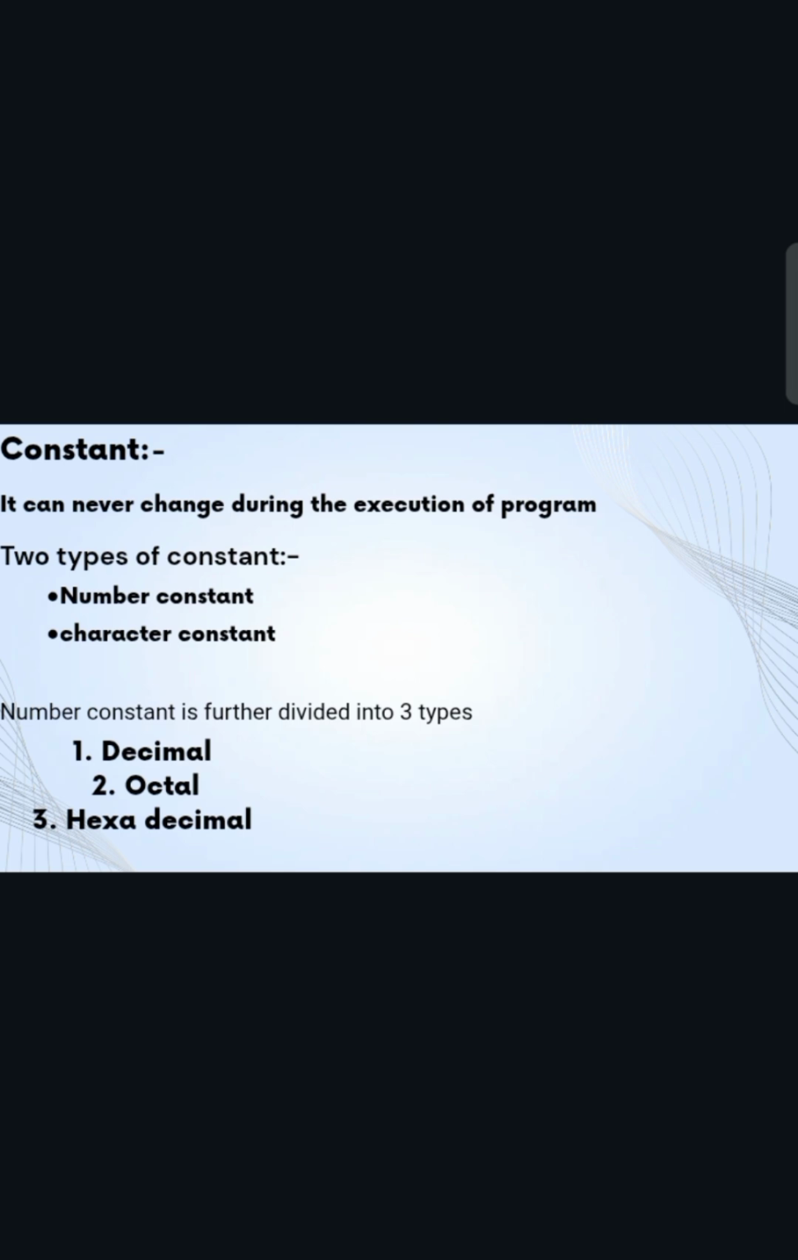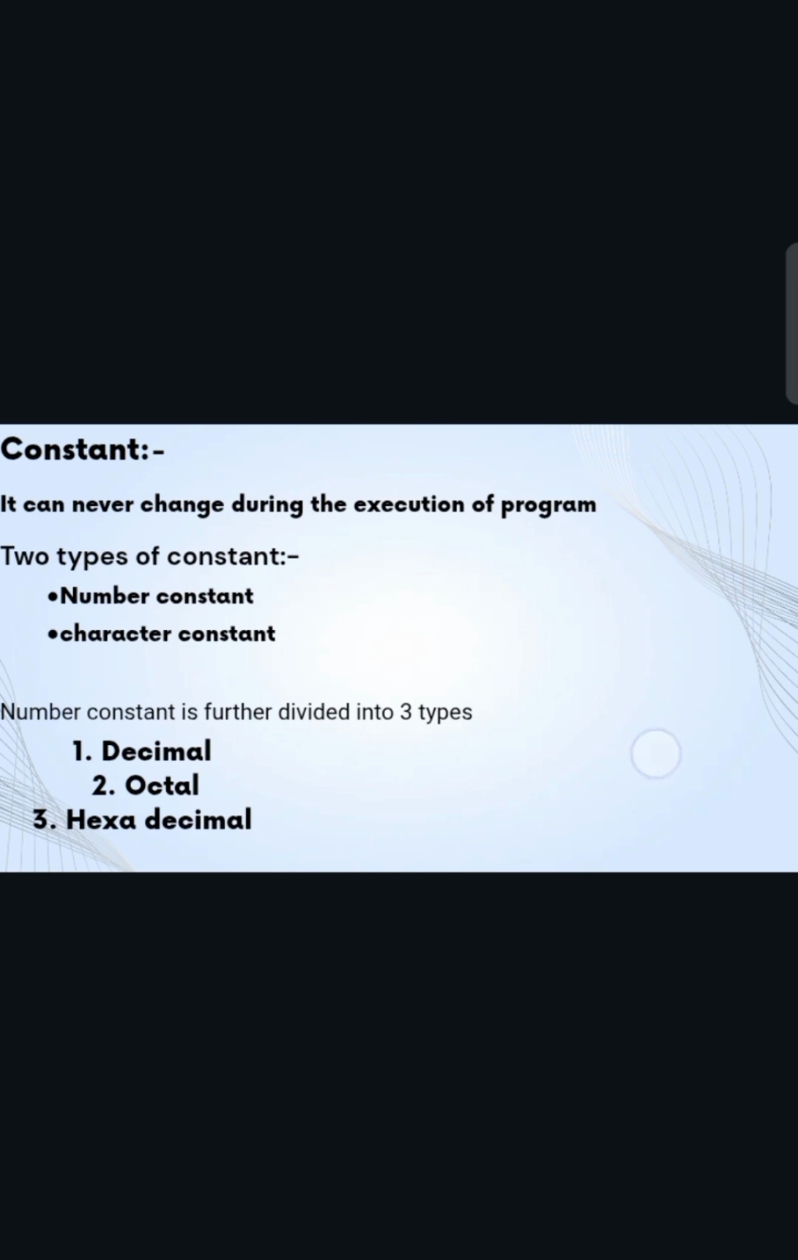Then the hexadecimal. Hexadecimal uses the numbers 0 to 9 and the alphabets A to F, and its base is 16. The digits always start with 0X, capital X, or small x, and it doesn't allow any special symbol. The examples are 0X and 2A. These are the types of number constant.